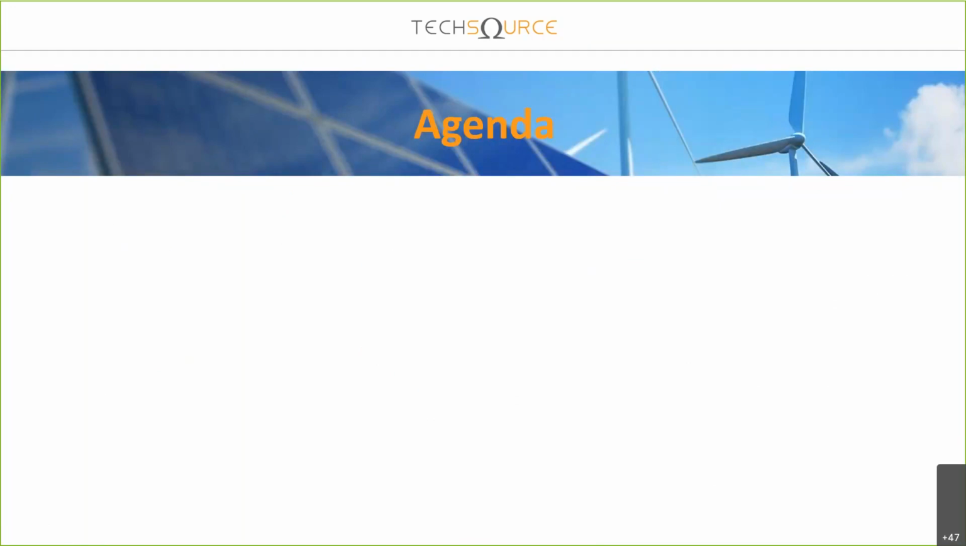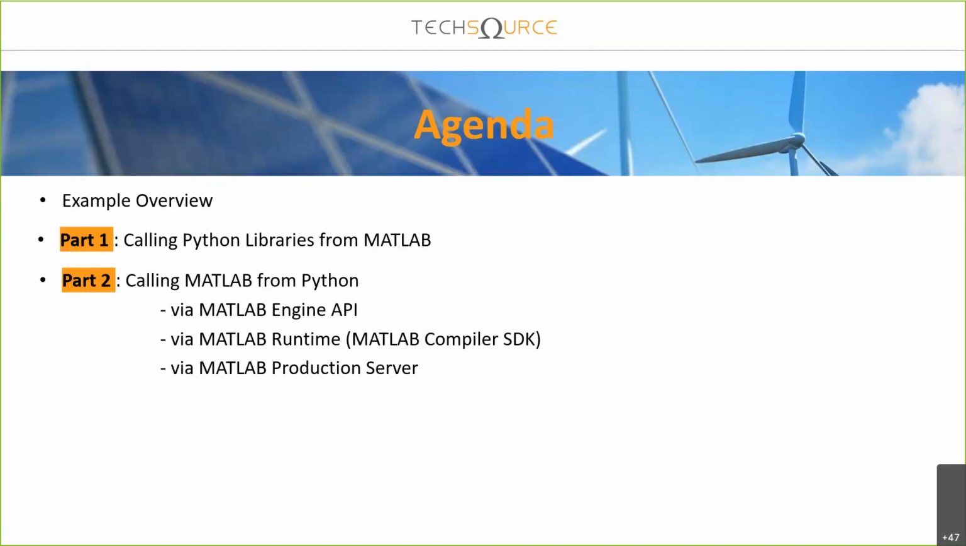Let me walk through the agenda today. Before we start, I will give you an example overview. Part one is calling Python libraries from MATLAB. Part two is calling MATLAB from Python, where you are in the Python environment and call the MATLAB function. There are three approaches. The first is the MATLAB Engine API. The second is the MATLAB Runtime with MATLAB Compiler SDK. The last is MATLAB Production Server. I will give you some hints about the differences between them, and you can select the best one for yourself.